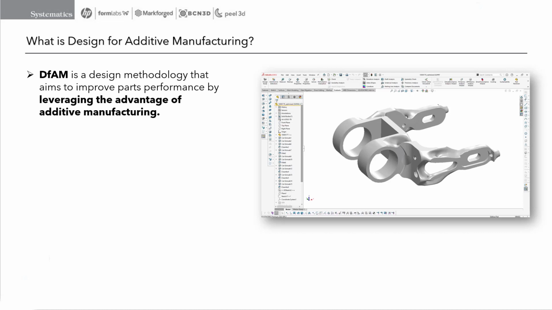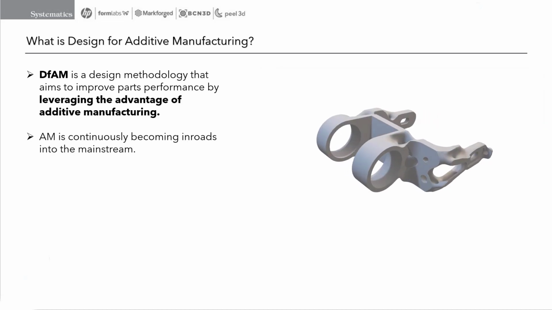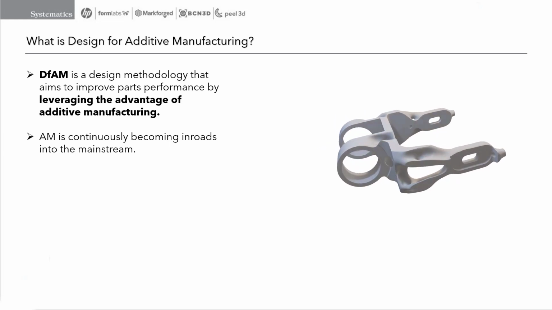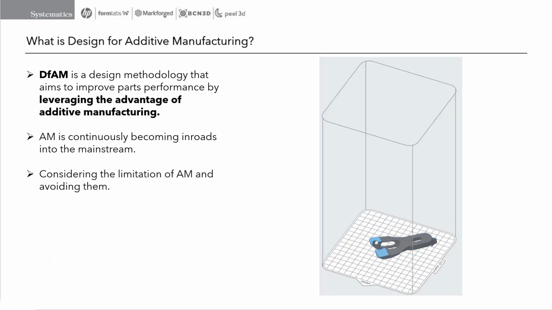So, what is design for additive manufacturing? It's a design methodology that focuses on optimizing the design of a product to be manufactured using AM technologies, while leveraging the AM capabilities, which allow a high degree of design freedom. While AM is continuously making inroads into the mainstream of manufacturing, we must be aware of its limitations and capabilities in order to design high-performance parts efficiently.